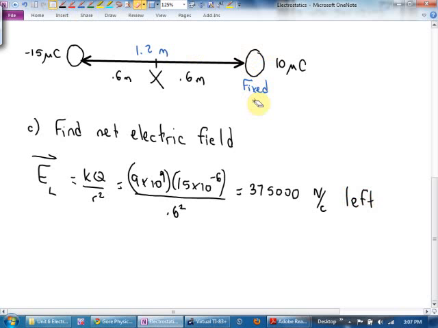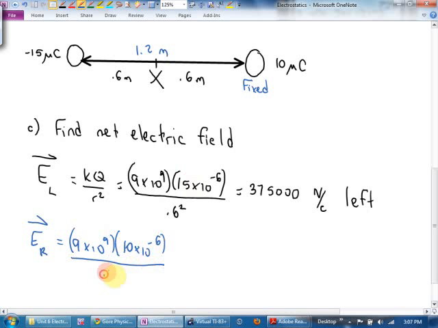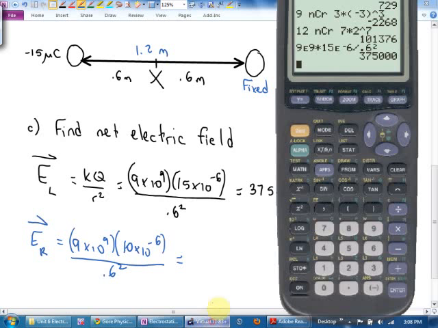We do the same thing now with the right hand. So the electric field of the right hand charge is going to be KQ over R squared. It's going to be 9 times 10 to the 9th, 10 times 10 to the negative 6, all divided by the same radius because I said we're exactly halfway. But don't assume these are always the same. I could have done like 0.7 and 0.5, or whatever. I did halfway just for the sake of an easy diagram. And also it makes my calculator easier because all I need to do is change the 15 to a 10. All the rest of the numbers are the same.